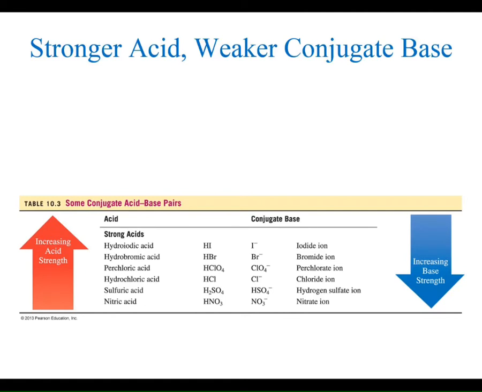And vice versa. If it was a weak acid, it means it didn't really want to give up its H+ in the first place. Well, then once it becomes that base, it's happy to take it back. So strong acids become crappy bases, and weak acids become better bases. So there's kind of always the inverse there.